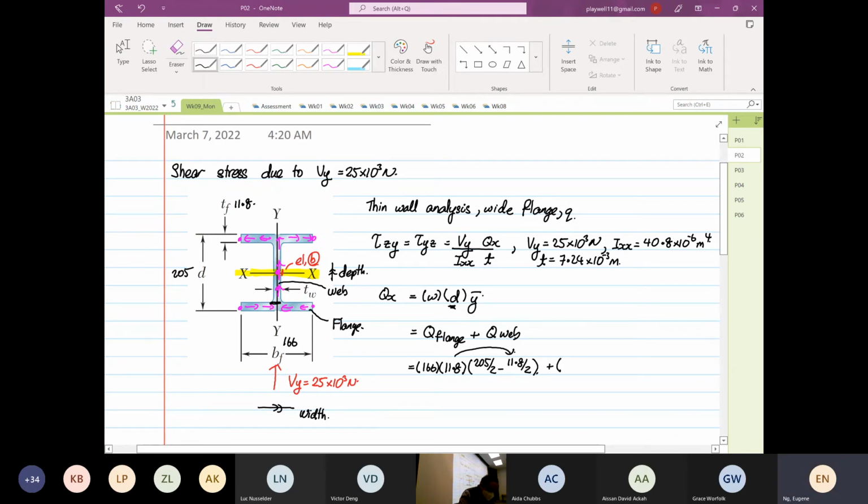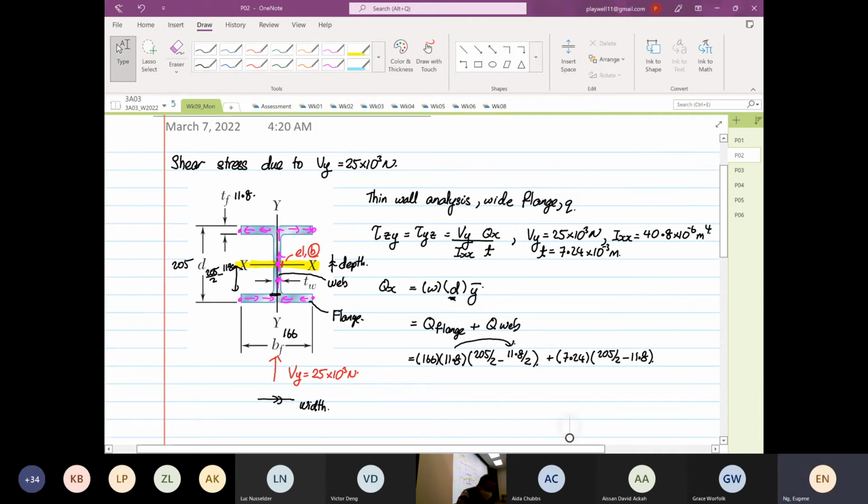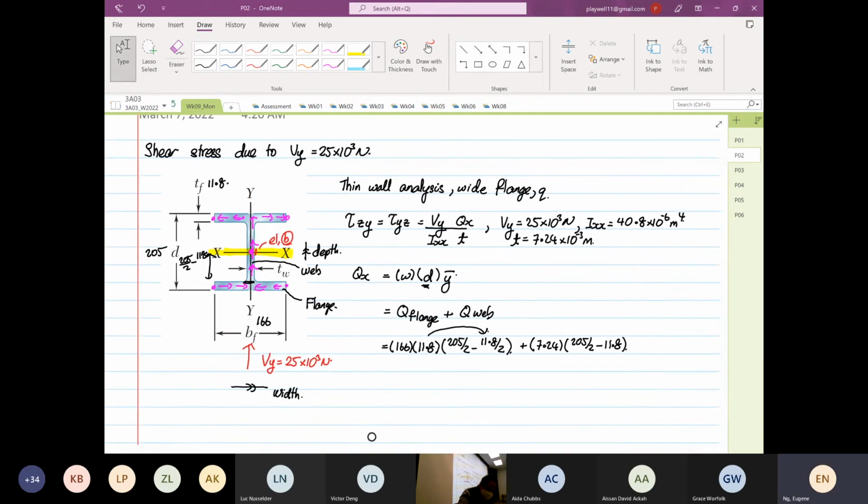the width of the web, which is 7.24. The depth will be 205 divided by 2 minus 11.8. So why is that the case? Because the thickness from here to here is 205 divided by 2 minus 11.8. And then the y bar for this case is 205 divided by 2 minus 11.8, and then multiply.